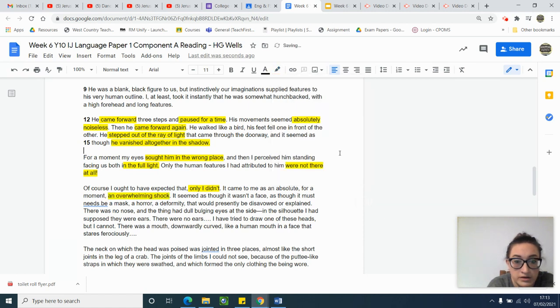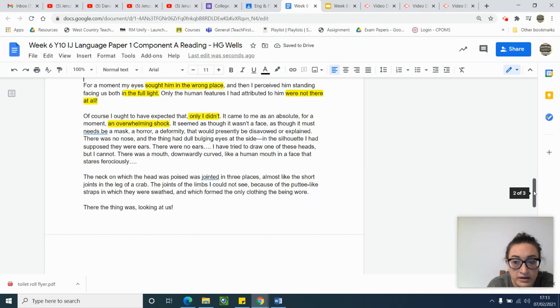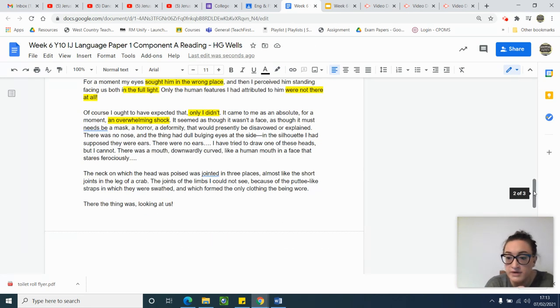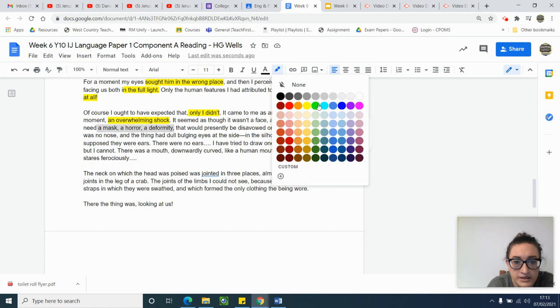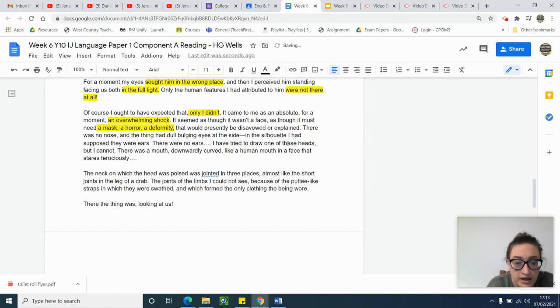Okay, so this is something that it's hard to look at. And we are humans. We're in the position of the narrator, so we would also find it hard to digest. As though it must need a mask, a horror, a deformity. So that suggests how horrific it is to look at. Or it needs to be explained. Okay, so how does somebody end up looking like that? Suggests it's really shocking. There was no nose, and the thing had dull, bulging eyes at the side.